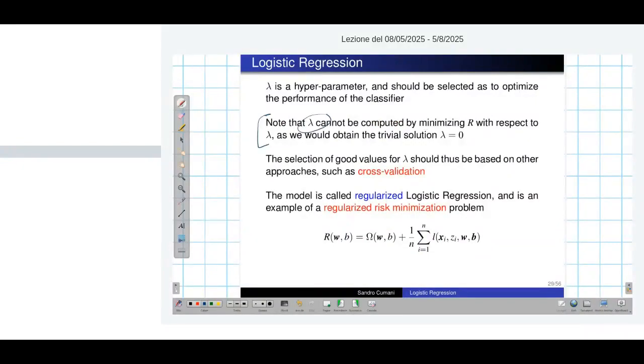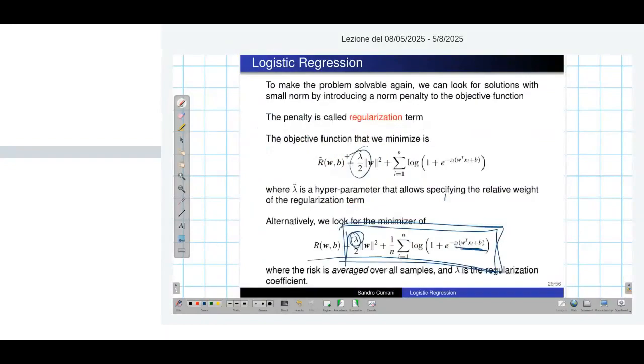Notice that we can't optimize R with respect to lambda, because if we try to optimize R with respect to lambda directly together with W and B, then the minimum, if I put lambda here and then I look for the minimizer of this function, I will trivially find lambda equals 0 as the minimum. So lambda is exactly what we said the hyperparameter is.